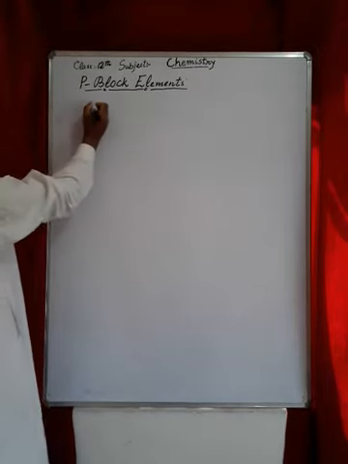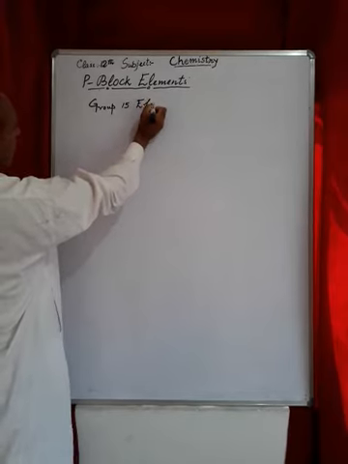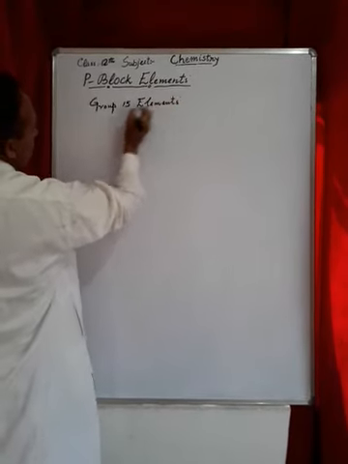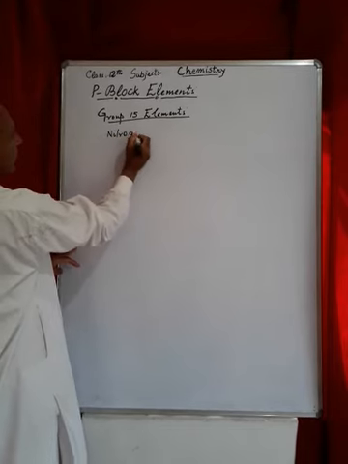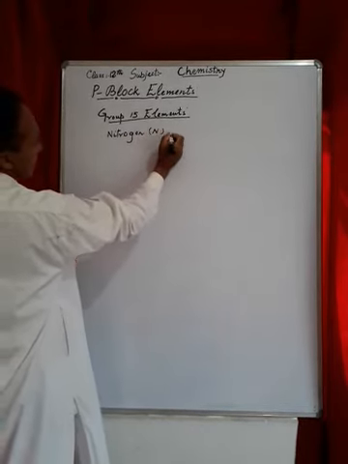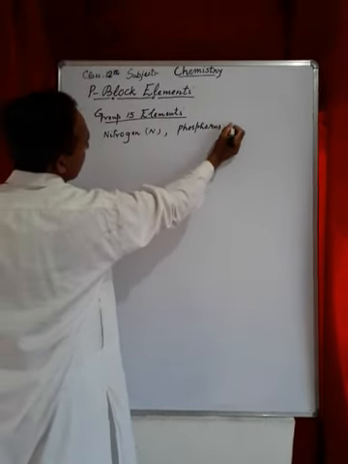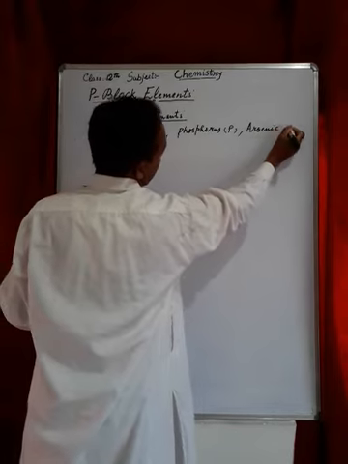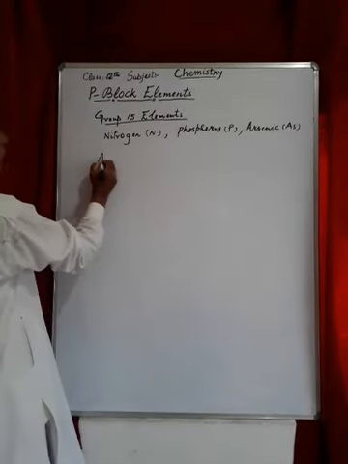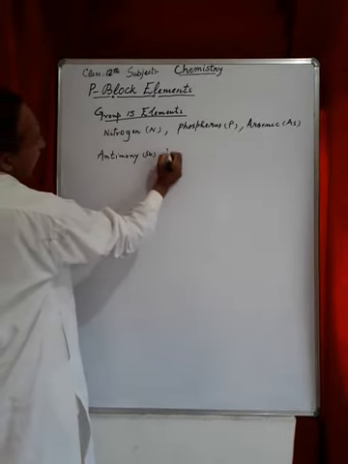Now we have to study group 15 elements. The elements of group 15 or the nitrogen family are nitrogen, phosphorus, arsenic, antimony, and bismuth.